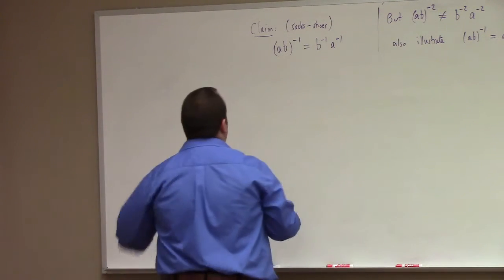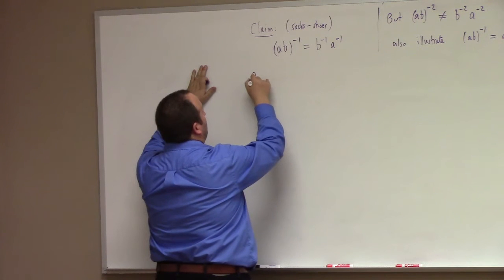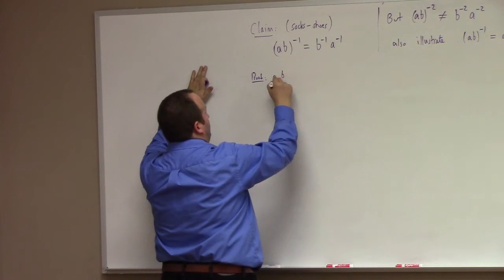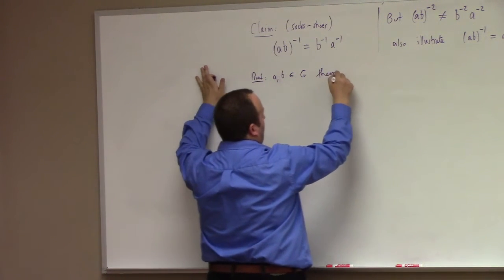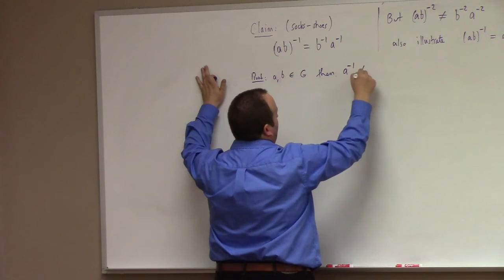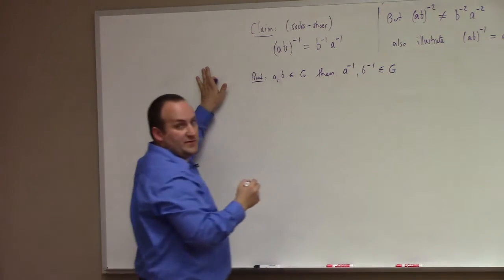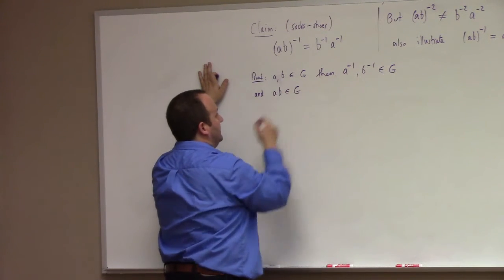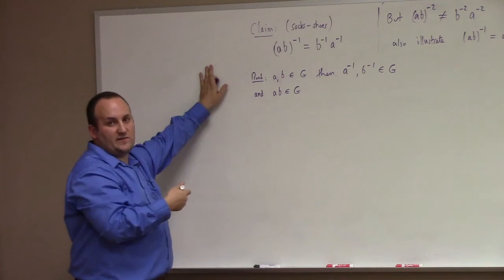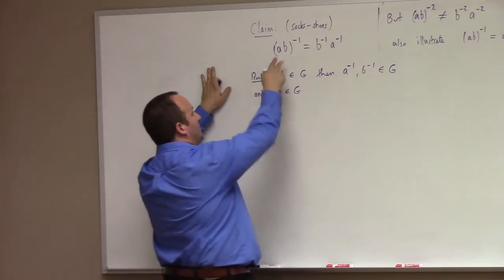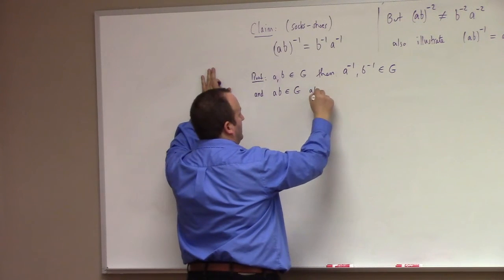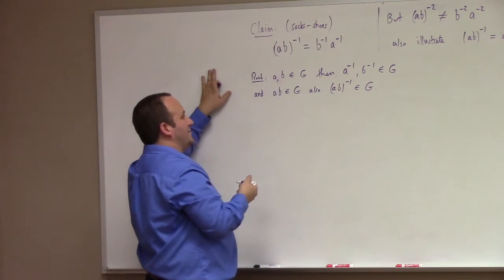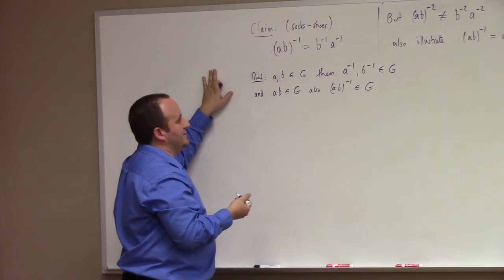Okay, so here's the proof, basically, of the claim. If A and B are elements of the group, then A inverse and B inverse are in the group, right? Because the group is closed under inverses. And AB is also an element of the group, right? Since it's closed under multiplication. So at least the expressions make sense, and B inverse A inverse is also an element of the group. It's true. Okay, so fine. I'm not sure how much of that I actually need, but I guess it's good.